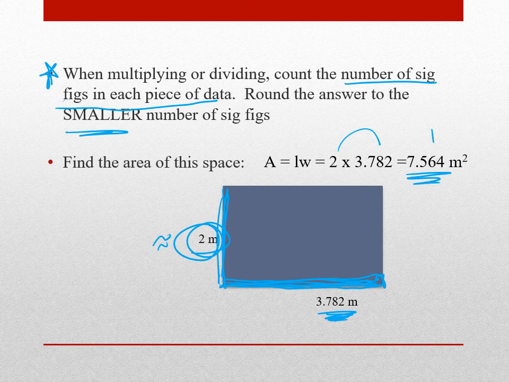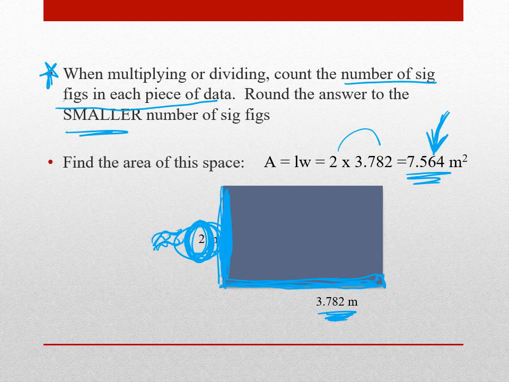squared, which has a lot of decimal places, which is implying that we know pretty darn well just how big that area is. But we don't actually know the area that well, because I was like, I don't know, it was like 2 meters. And so we're going to round our final answer to the number of sig figs in this piece of data. If this is only significant to 1 digit, my answer can also only be significant to that same 1 digit. Otherwise, I'm exaggerating how good my answer is.